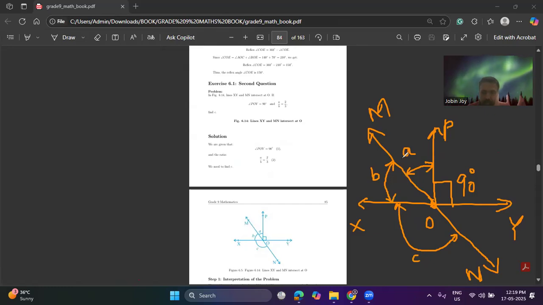So A by B is given. That means this is 2 units and B is 3 units. A by B is equal to 3 by 2, sorry, 2 by 3, right? A by B is equal to 2 by 3. Find the value of C.